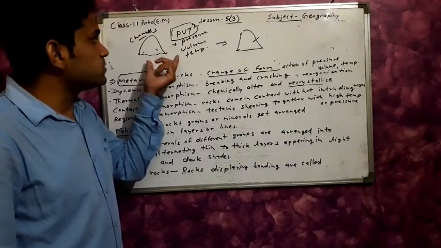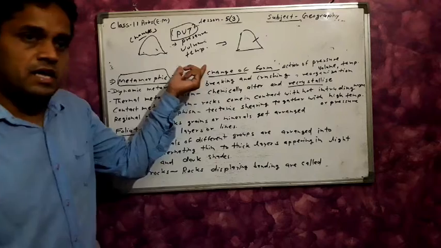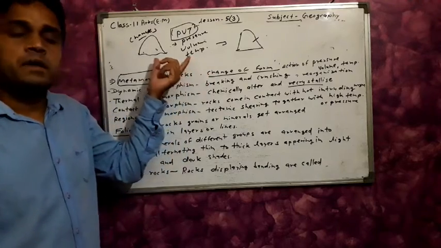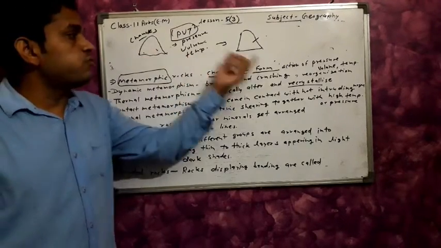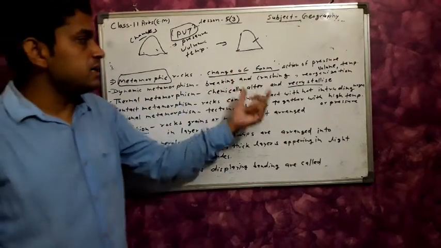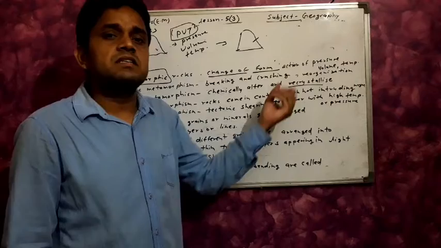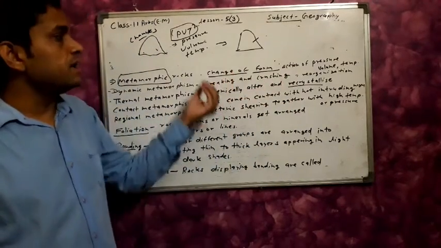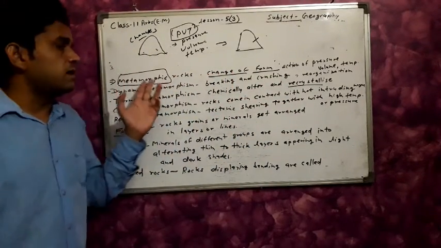What is happening in the rocks? Pressure, volume and temperature, PVT. Due to pressure, volume and temperature, what happened? The form of the rocks changes, and recrystallization starts. Its formation starts again, because a new form is being made. Then this type of rock is known as metamorphic rock.